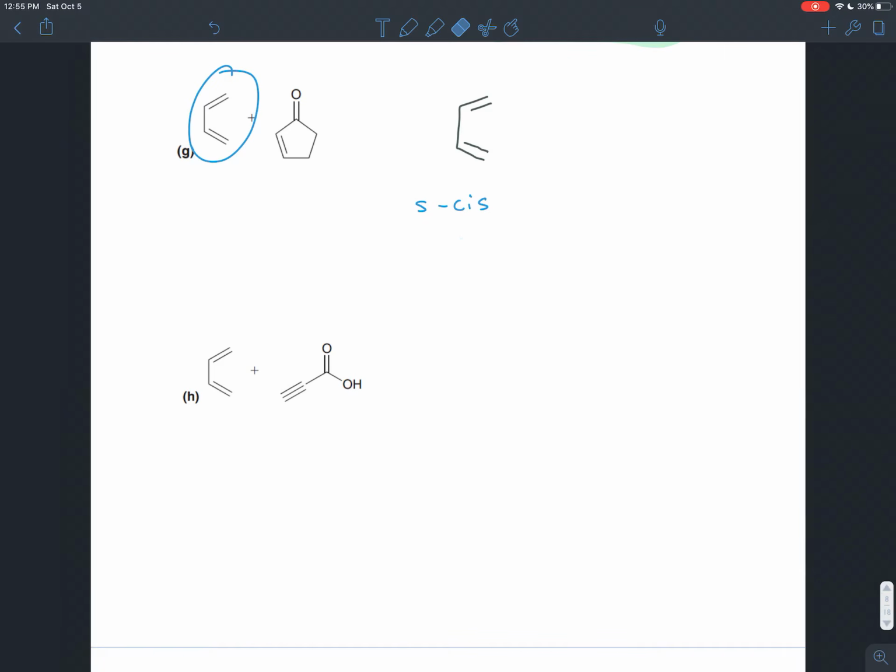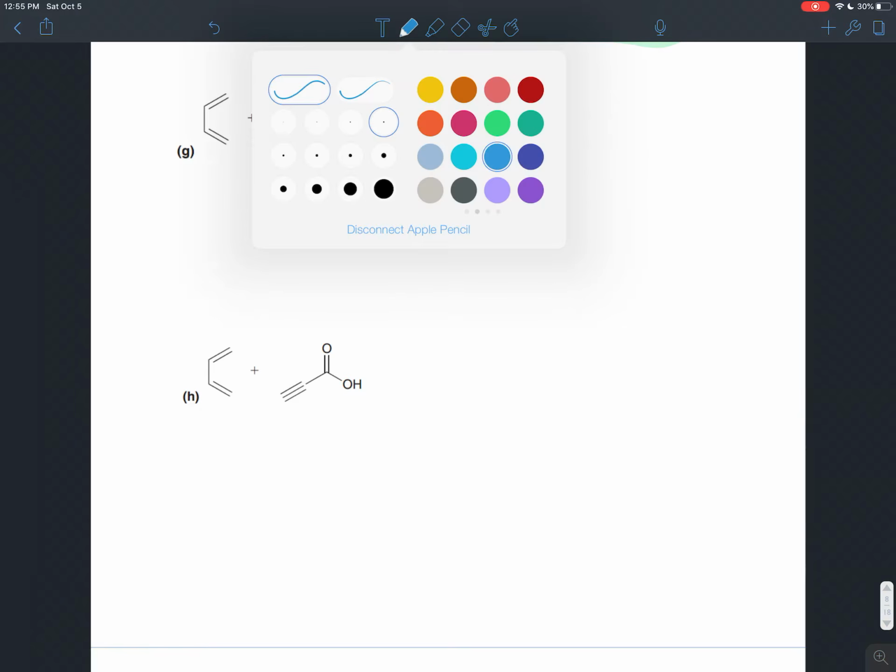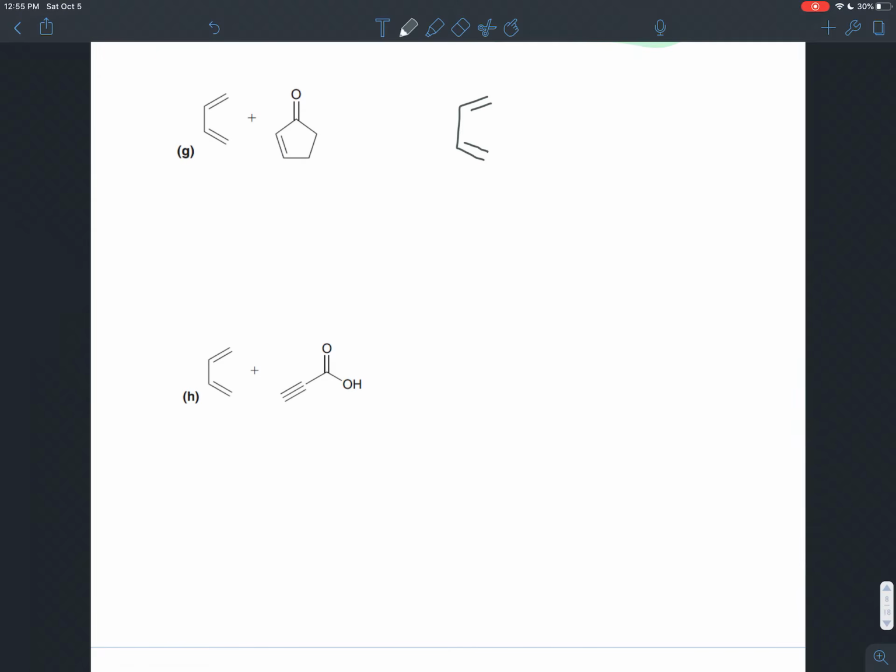Otherwise, the orbitals, the LUMO, the lowest unoccupied molecular orbital on the dienophile, wouldn't be able to reach the 2 ends of the conjugated pi bond system of the diene. So we'll draw that diene S-cis, and then we'll draw our dienophile, but with the double bond very clearly aligned to where we need it to be. So 5-membered ring, and then right next to this we've got our ketone.